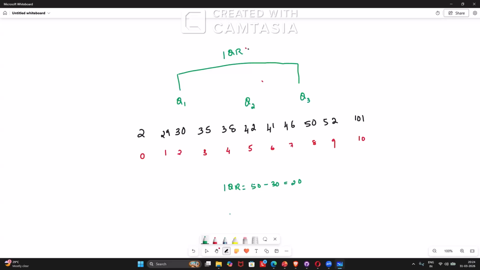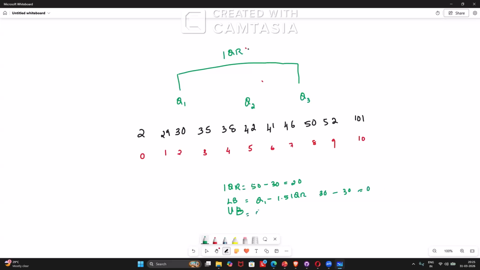Okay. Now, we will find out two bounds, an upper bound and a lower bound. Lower bound is nothing but Q1 minus 1.5 IQR. Q1 is 30 minus 1.5 times 20, which is 30. So 30 minus 30 is 0, right?